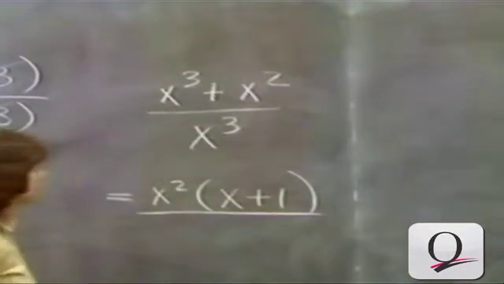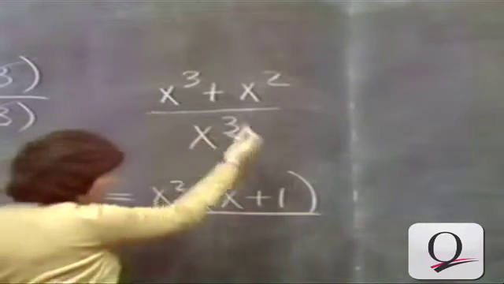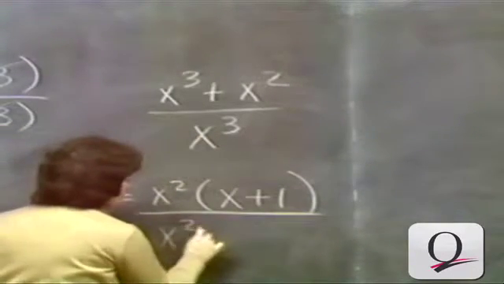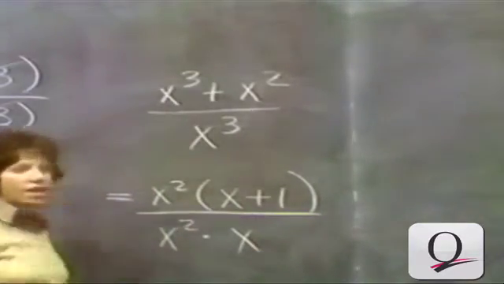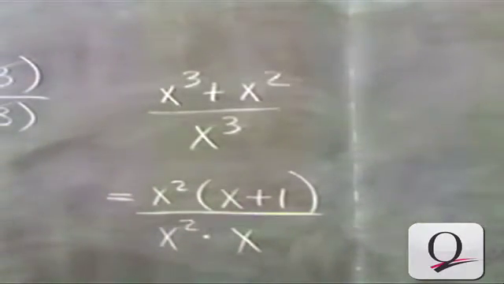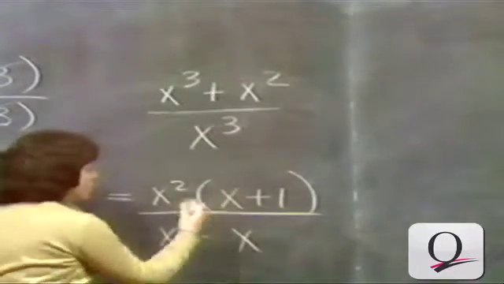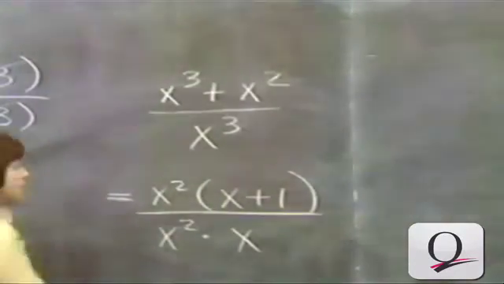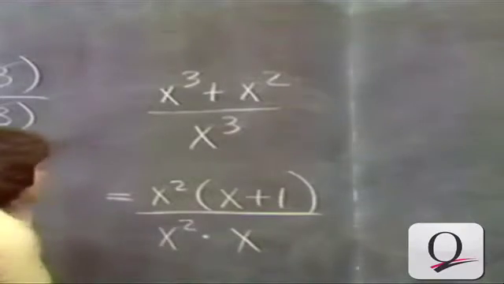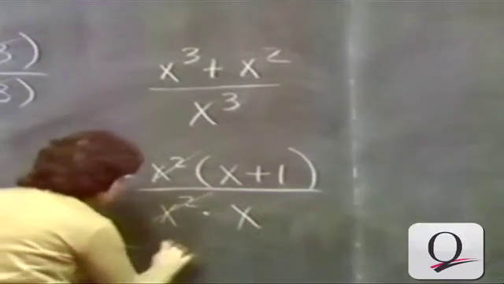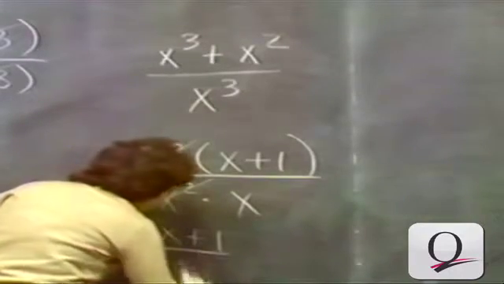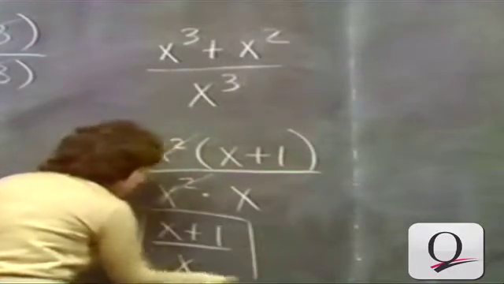The denominator is x cubed. You can just leave it like that, or if it helps you can think of x cubed as x squared times x. Of course, you can leave it just in the x cubed form. Now we see very clearly that numerator and denominator do have a factor in common, namely x squared. We can divide numerator and denominator by x squared, leaving us with a final answer of x plus 1 over x.